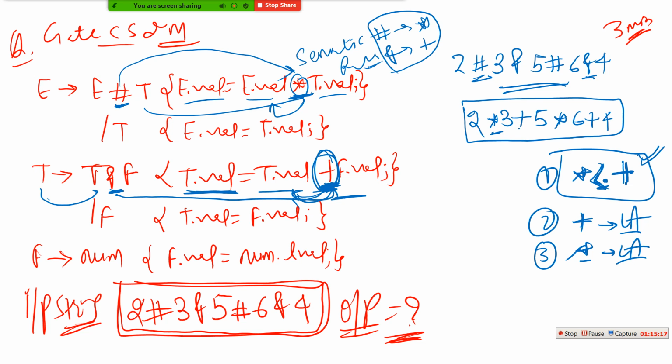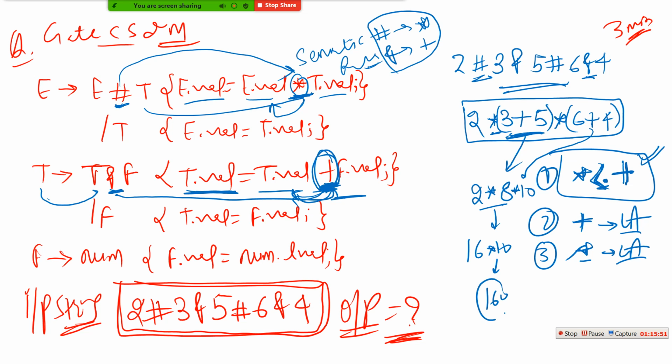Now plus will be evaluated first, and the left plus will be evaluated first. So 3 plus 5, that is 8. Now I have my equation as 2 multiply with 8 multiply with 6 plus 4. After that I will calculate 6 plus 4, that is 10. There is no need to apply associativity for multiplication, because whatever the associativity of multiplication, it will not impact. So simply 8 into 2 is 16, into 10, you get 160 as the output.